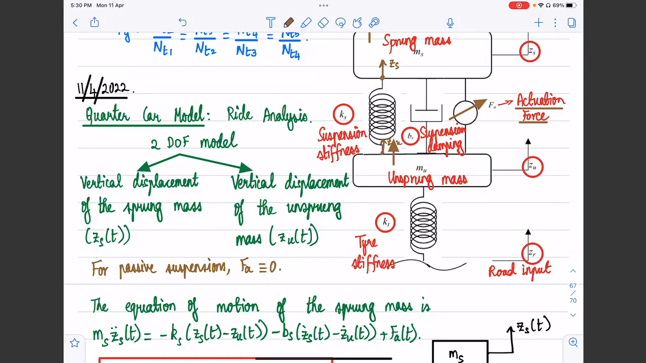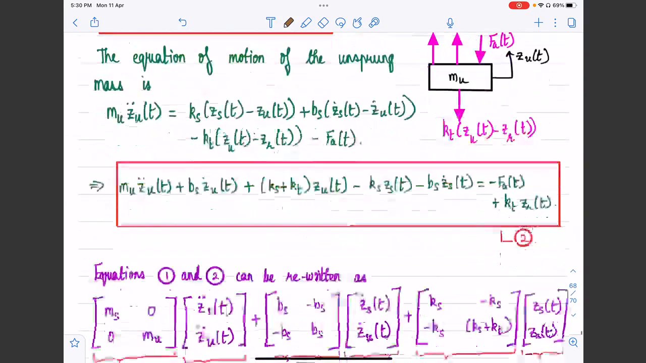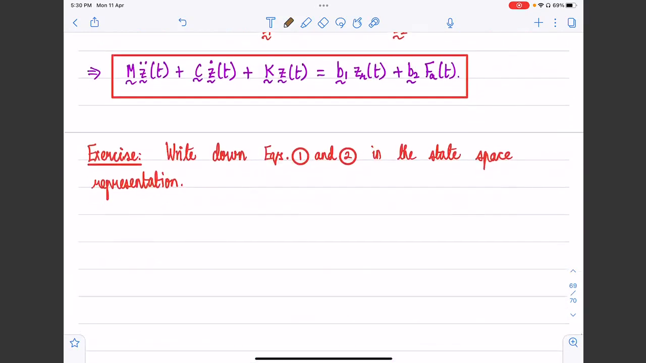So that's how FA comes in. Okay, that's where FA comes in. All right. Any other questions before we move on?